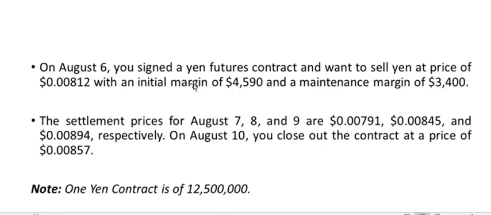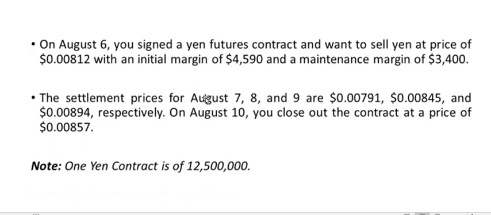On August 6th, we have signed a Japanese yen to US dollar futures contract, and want to sell our Japanese yen at a price of 1 Japanese yen equal to 0.00812. The initial margin that we have is 4,590 and the maintenance margin is 3,400.